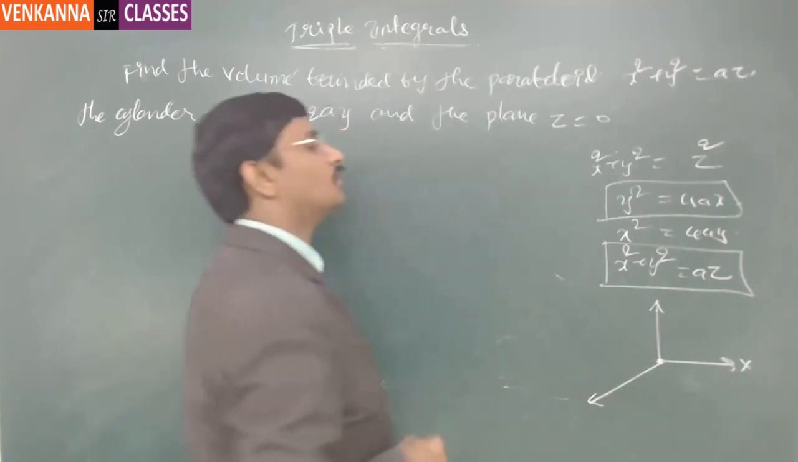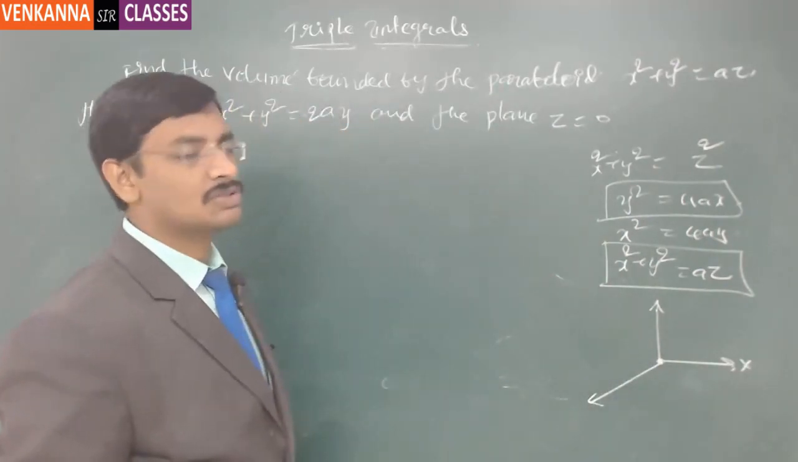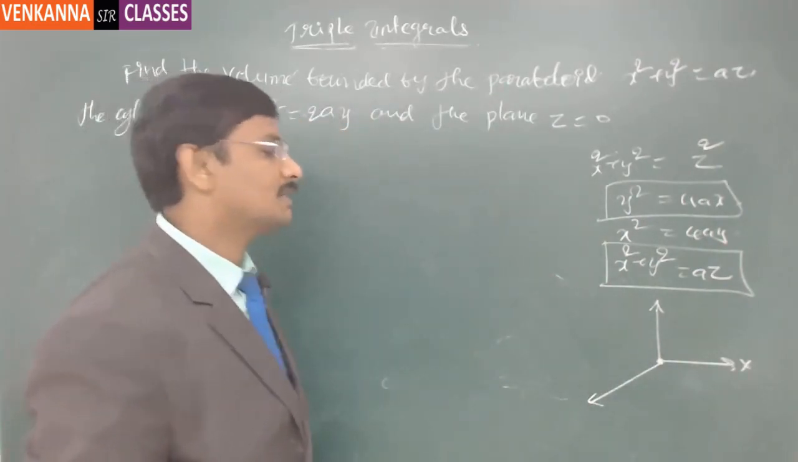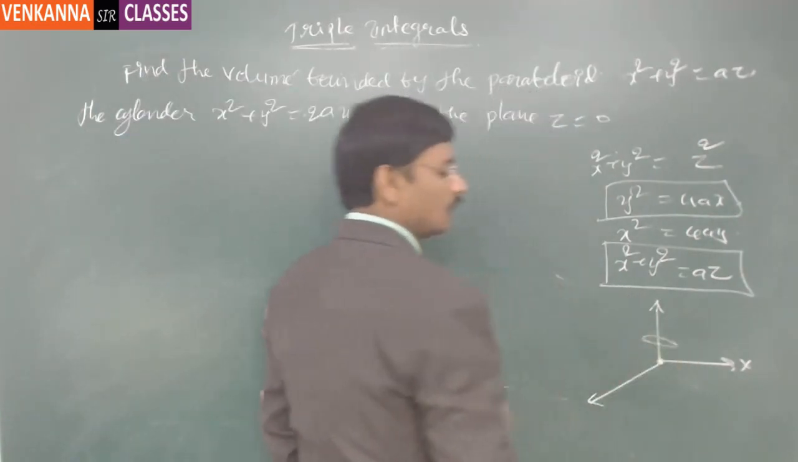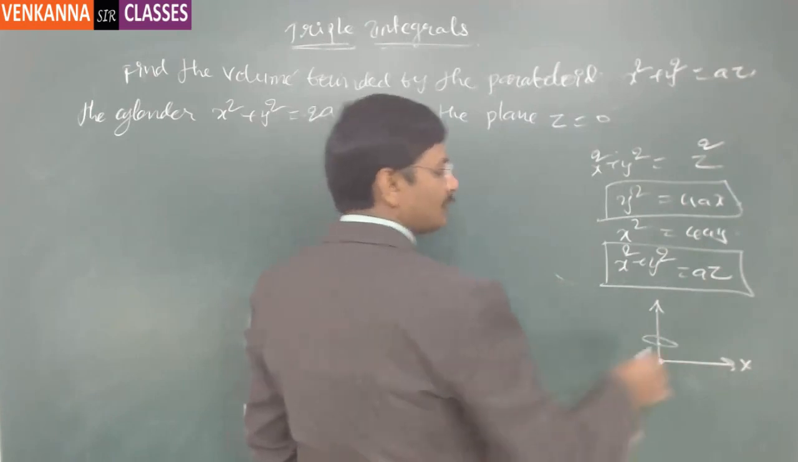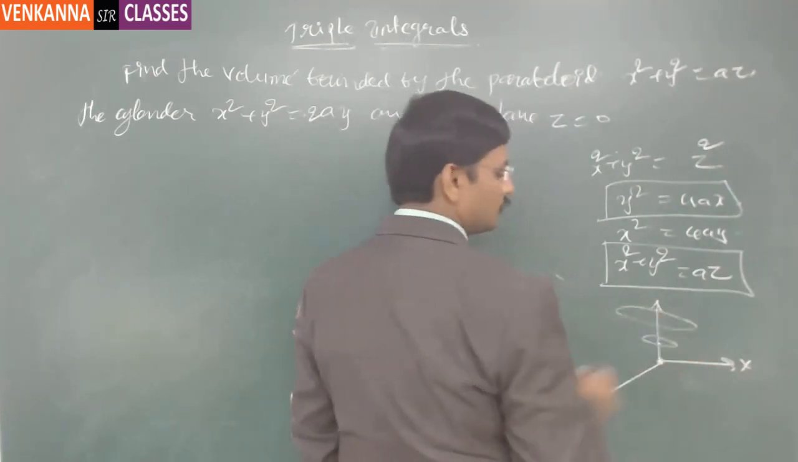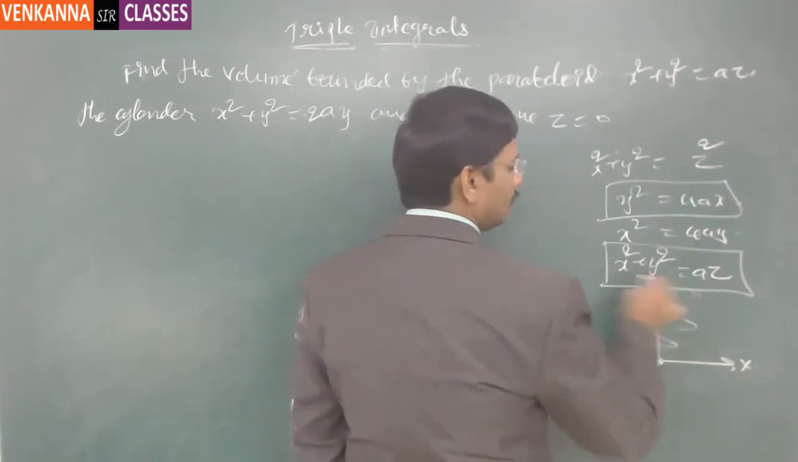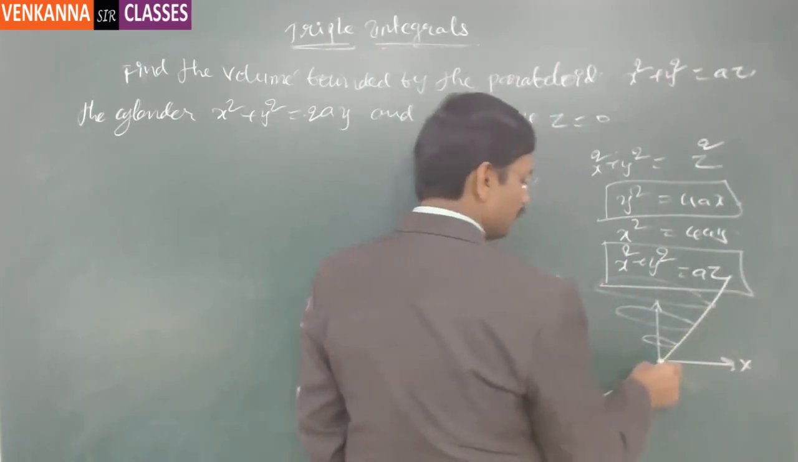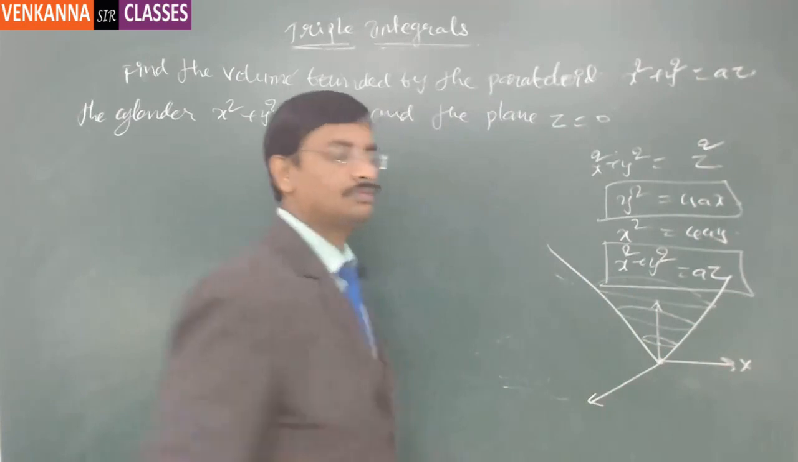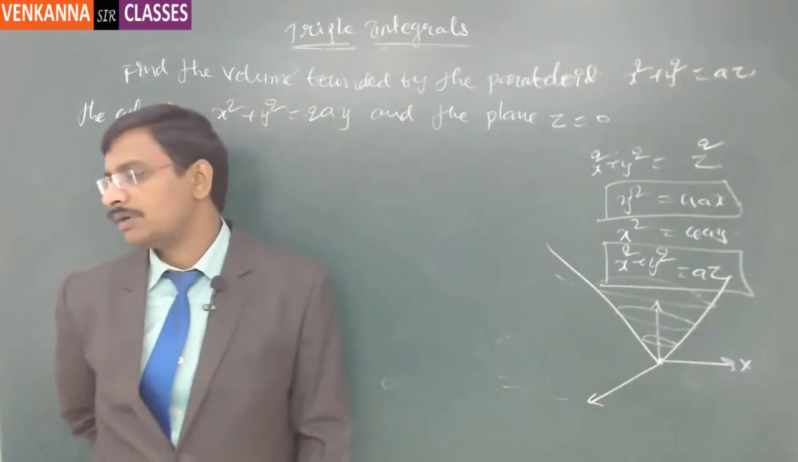Now if I keep z is equal to 1, then x square plus y square is equal to 1 square. That is nothing but a circle at z is equal to 1, a circle of radius 1. At z is equal to 2, it will be a circle of radius 2, like this. At z is equal to 3, it is a circle of radius 3. Now if I join all these points, this will be like a cone. Got it or not?